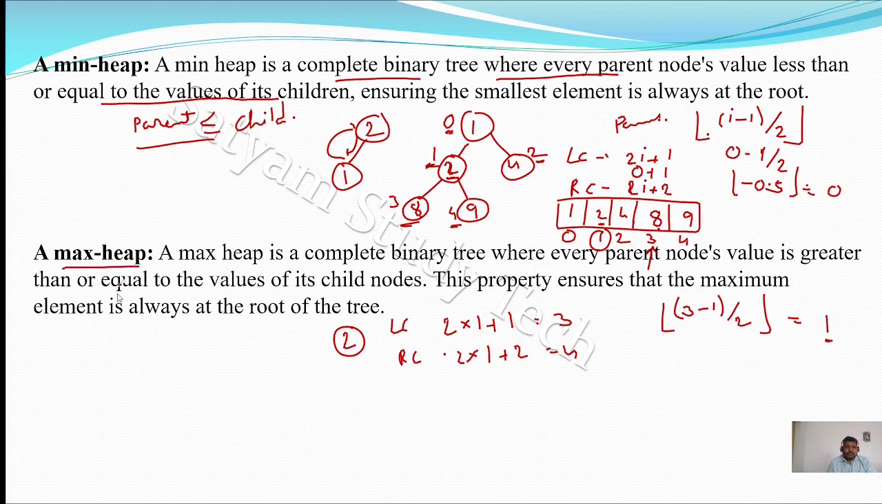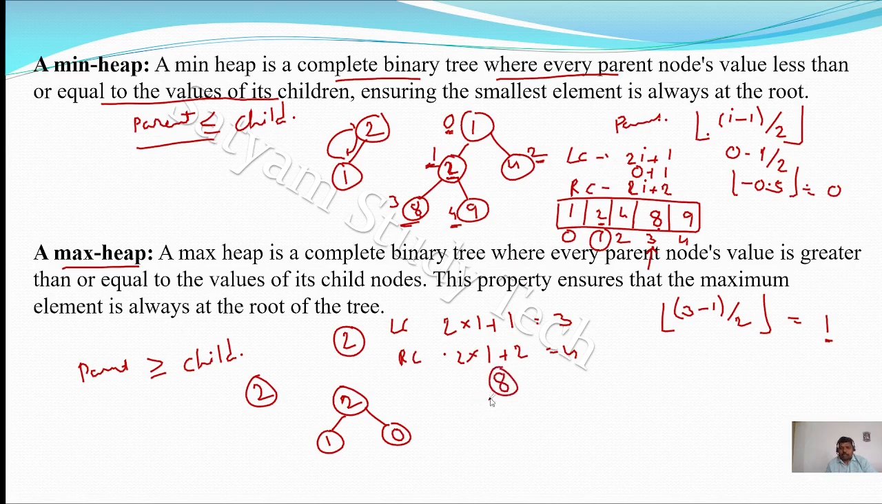And what is meant by max-heap? Max-heap means the parent is greater than or equal to the child. That means here this is also a max-heap. For example, here it is 1 and 0. This is also a max-heap, right? 8, 4, 2, this is also a max-heap. And also here you can see it is satisfied.